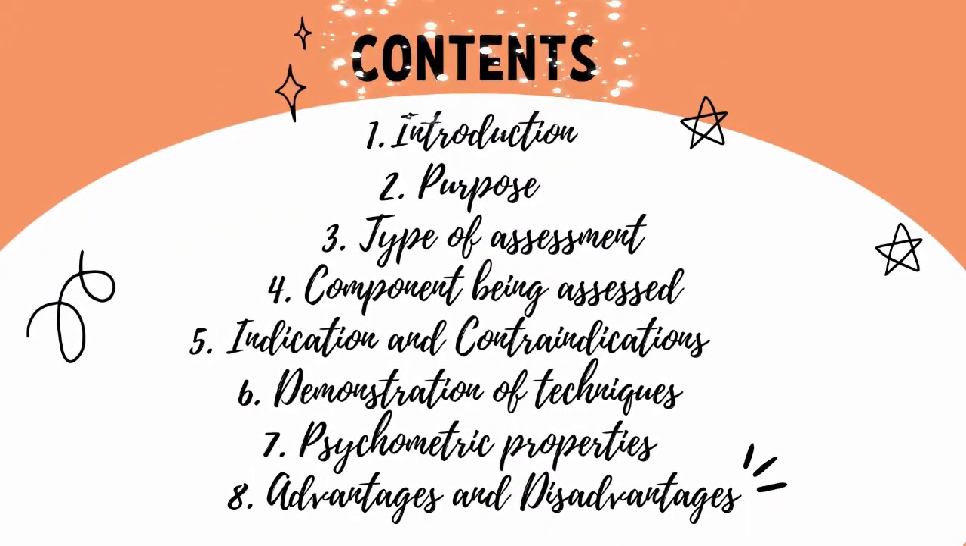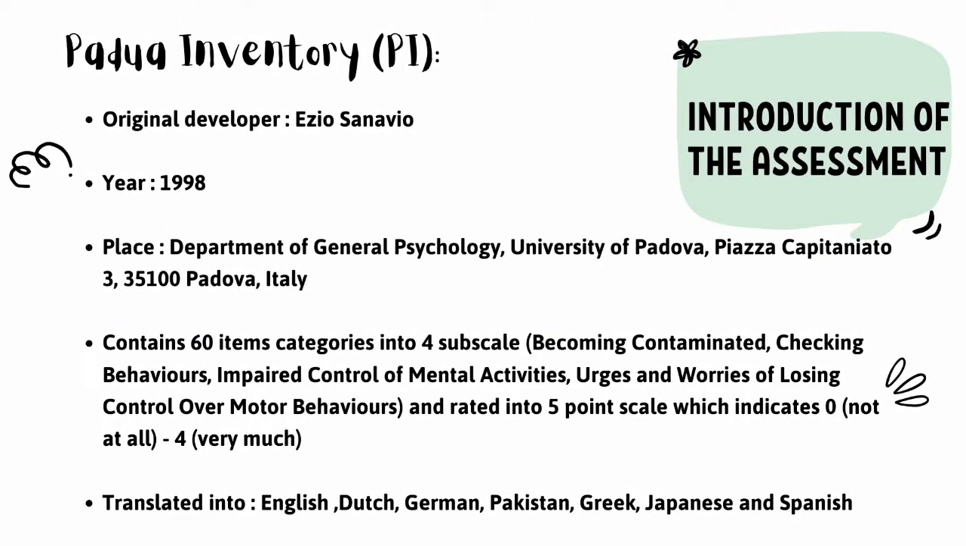These are the contents that will be discussed in this video. The original Padua Inventory was developed by Ezio Sanavio in 1998 at Padua, Italy, and it contains 60 items that are categorized into 4 sub-skills. It has been translated into various versions.